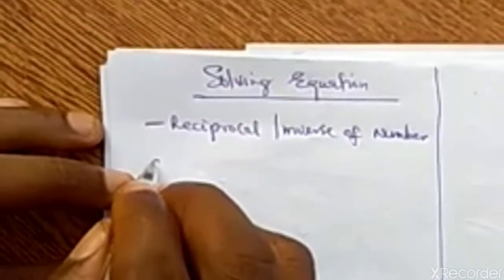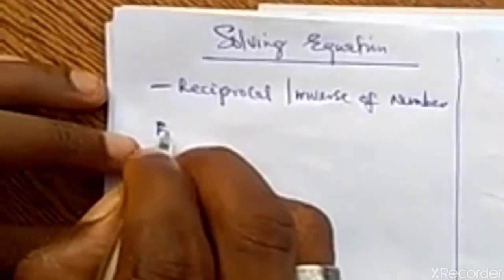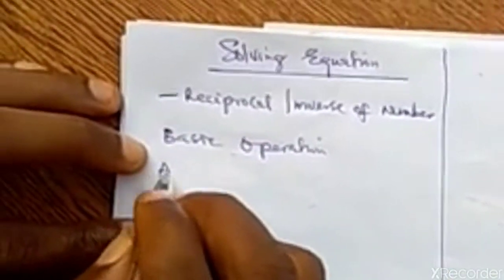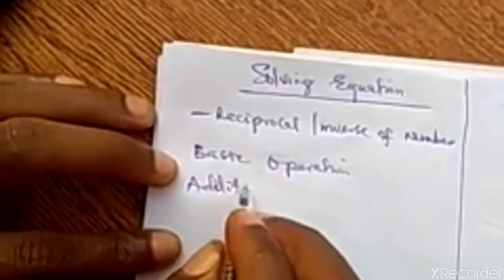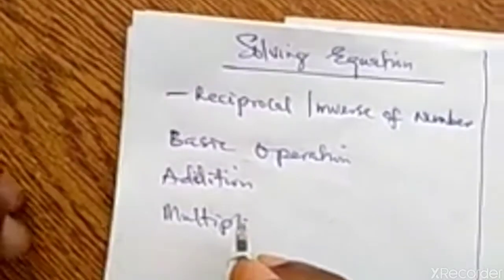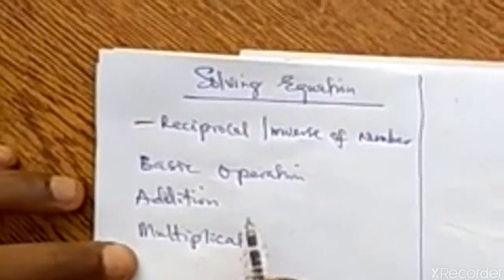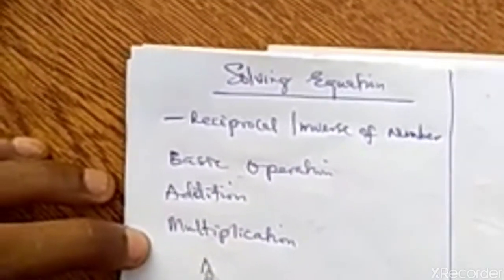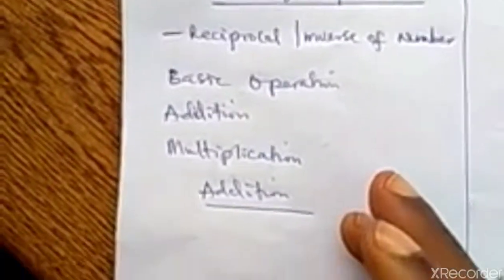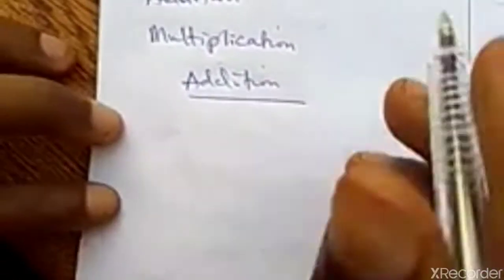We have two basic operations in mathematics. The basic operations are addition and multiplication. Now, let's take addition for example. We need to know what the inverse of addition is. Addition has the additive inverse. We did that in our last topic.